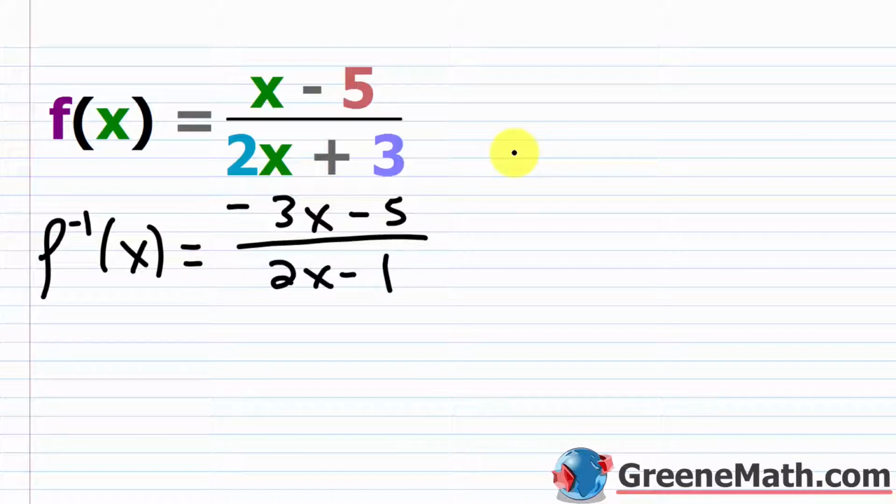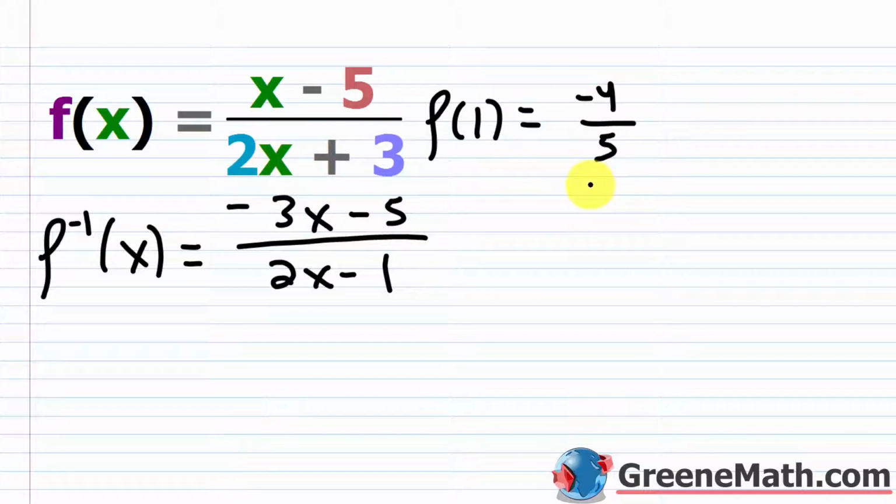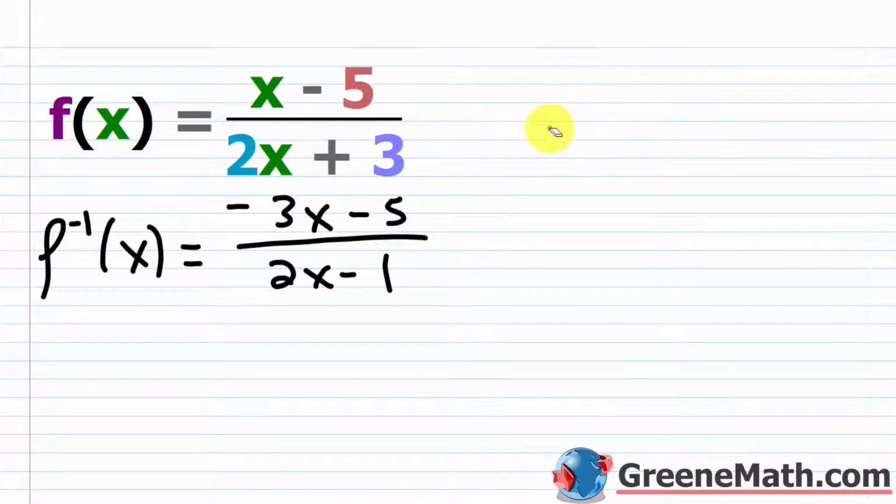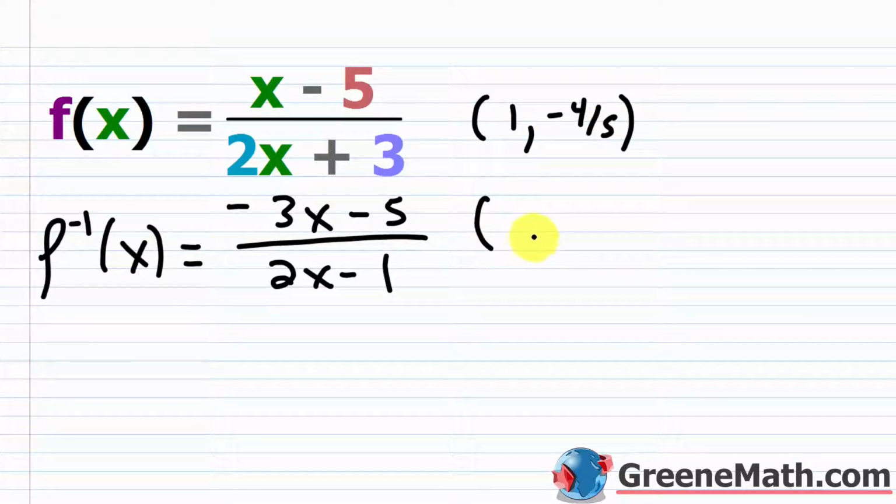So let's just go with an x value of 1 again. So f of 1 is, plug in a 1 here, 1 minus 5 is negative 4, and this will be over 2 times 1 is 2, plus 3 is 5. So you get negative 4/5. So the ordered pair here would be 1, comma, negative 4/5. Now, if I take this negative 4/5 and plug it in for x, I should get 1 back. So I should get the ordered pair negative 4/5, comma, 1.